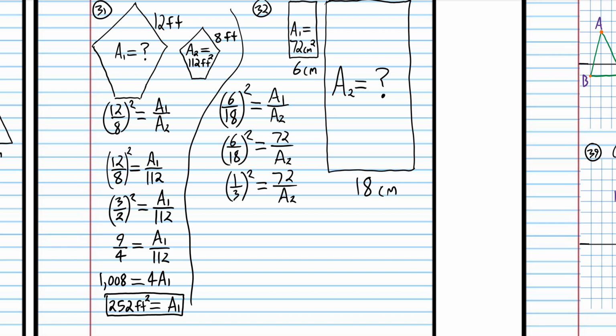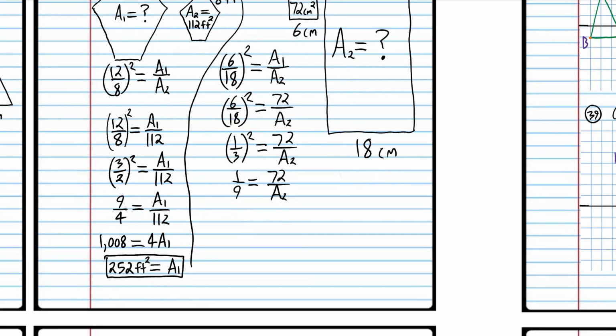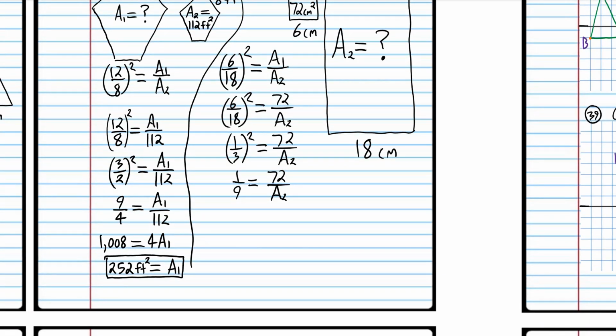And then 1/3 times 1/3. That's 1 times 1 is 1, and 3 times 3 is 9. I'm going to cross multiply. 1 times A2 is A2. 9 times 72. I get my calculator out for that. 648. And don't forget to write your units.